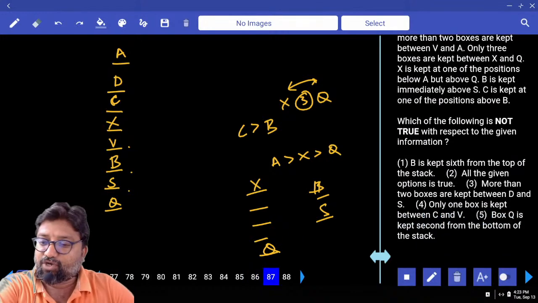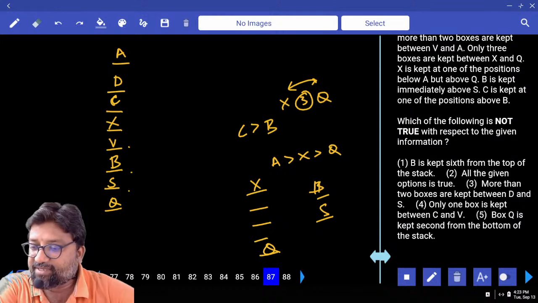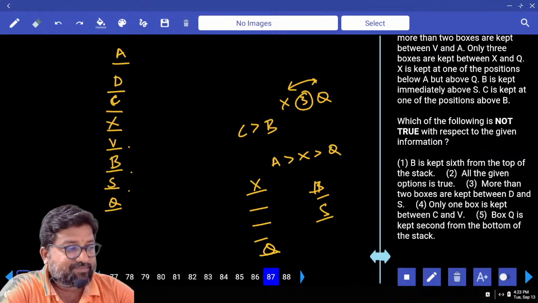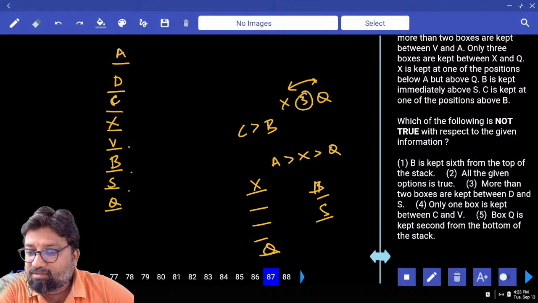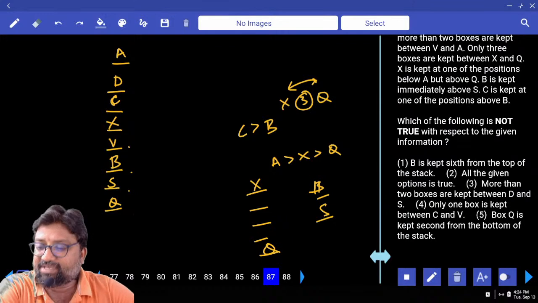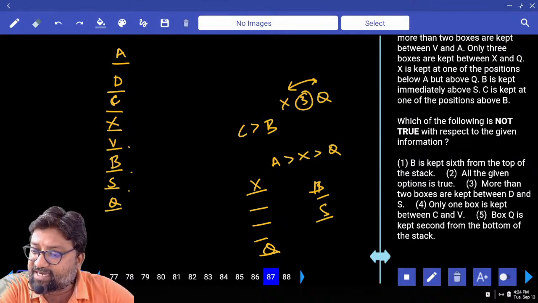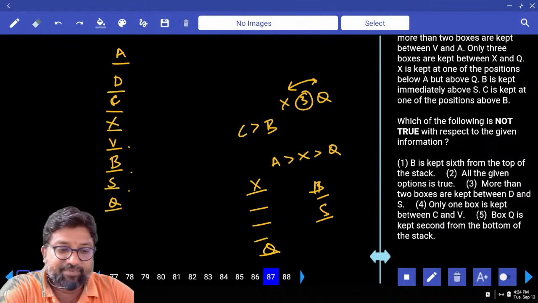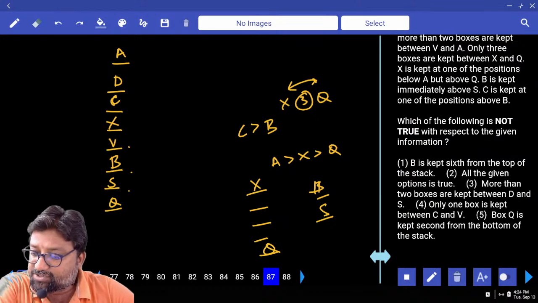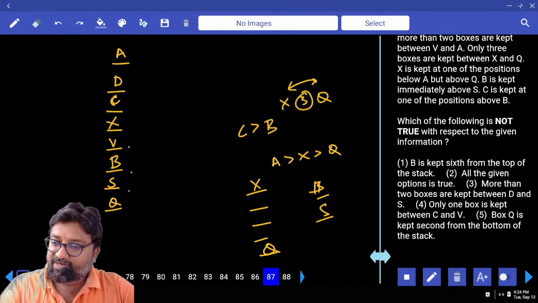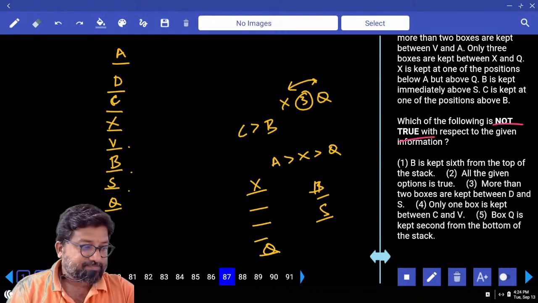Which of the following is not true with respect to the arrangement? Box B is kept 6. More than 2 boxes are kept. Only one box is kept. Box Q bottom of the stack. Option, because we want the one which is not true.